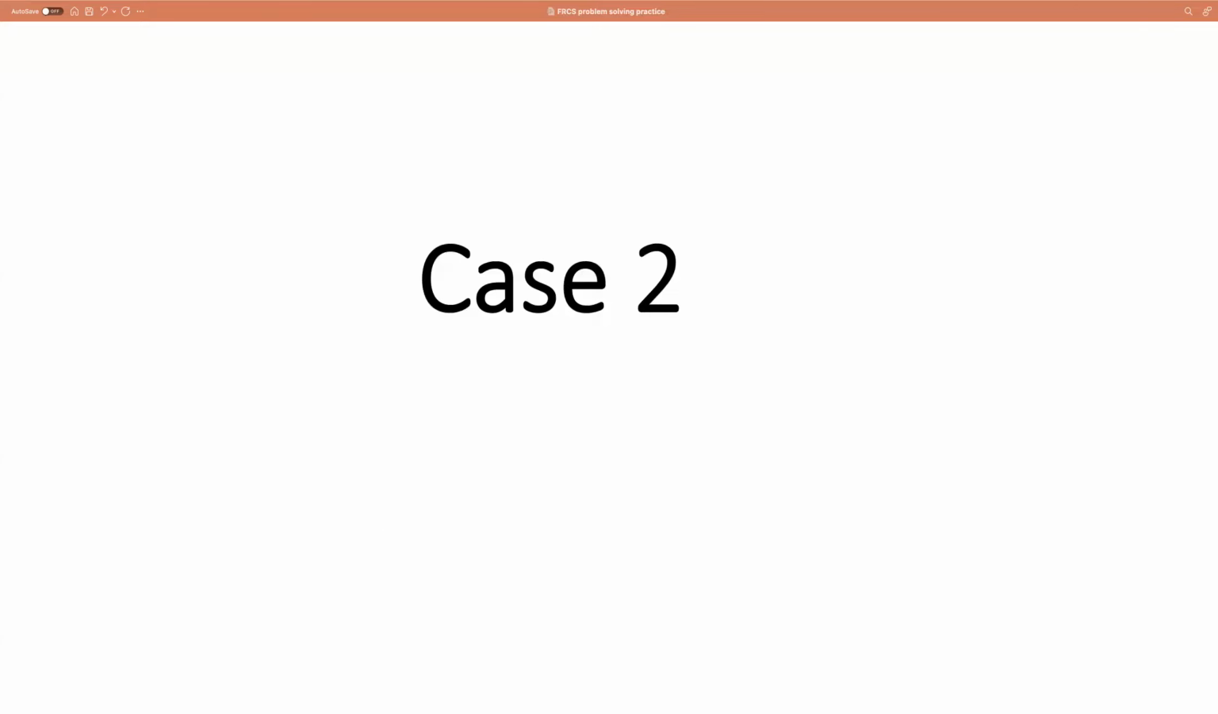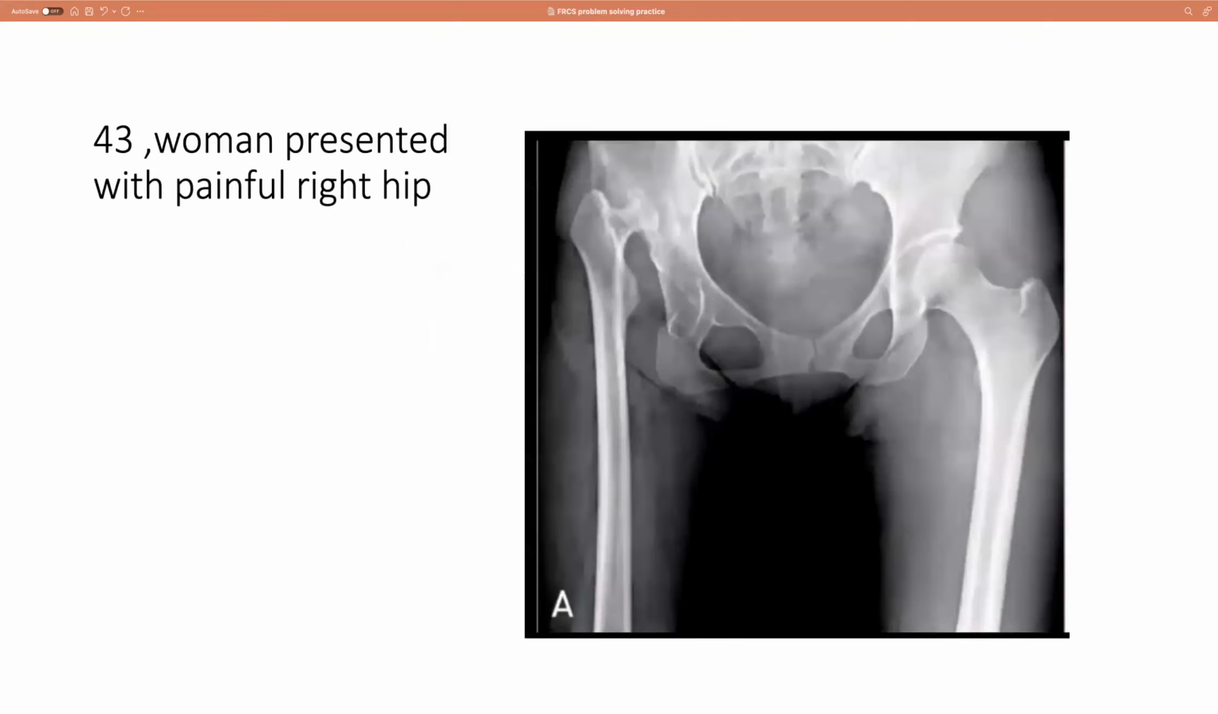Case 2. 43 years old woman presented with painful right hip. Describe what you see. What are the important points in history you need to know?